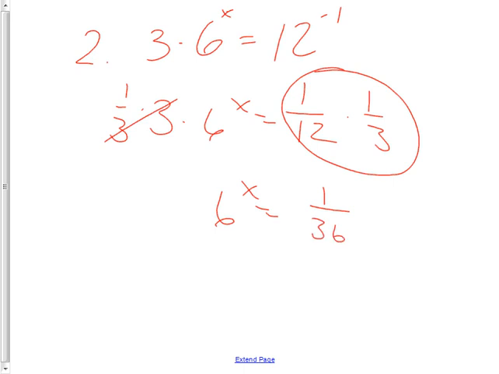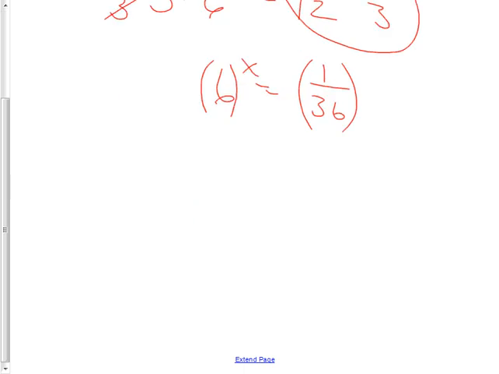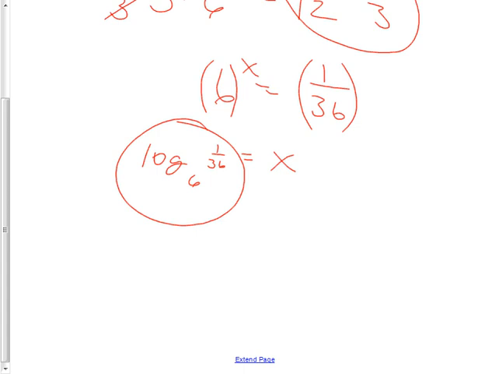Now, you have 2 choices. You can either make both bases the same right here and then make their exponents equal, or you can do a rewrite and put it into a log. I personally am using the log. Log base 6 of 1 over 36 is equal to x. Because see, I got x alone now. Yay. But the problem is, you can simplify this. You get that 36 is really 6 to the something. Once you figure out what it is, you'll have the answer.